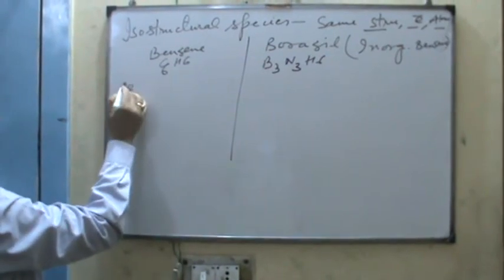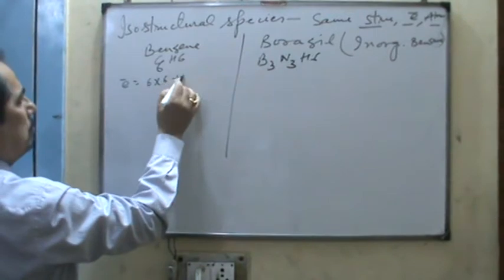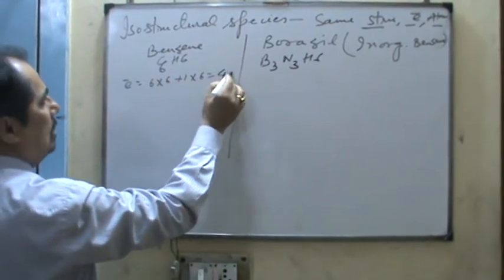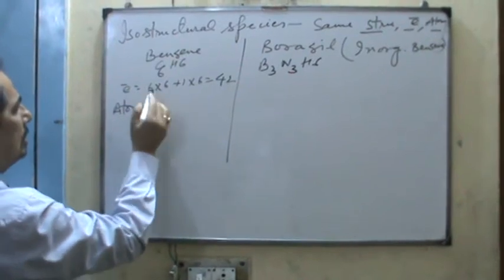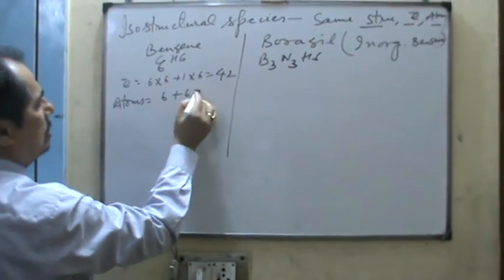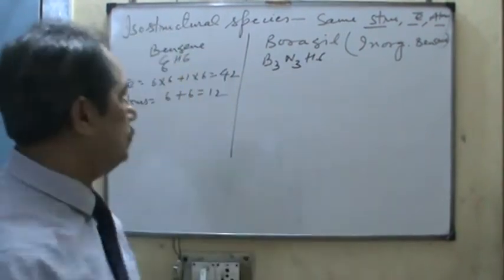Now tell me how many electrons? 6 into 6 plus 1 into 6. Total electrons 42. And anybody tell me how many atoms are there? 6 plus 6. What is that? 12 atoms. Is that clear?